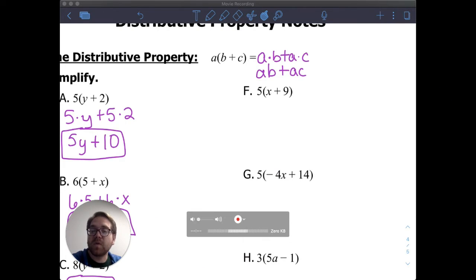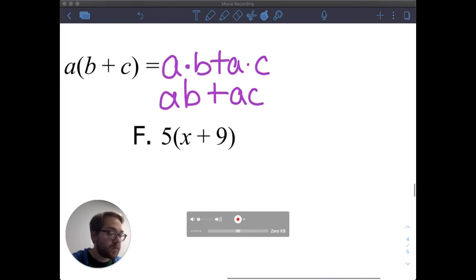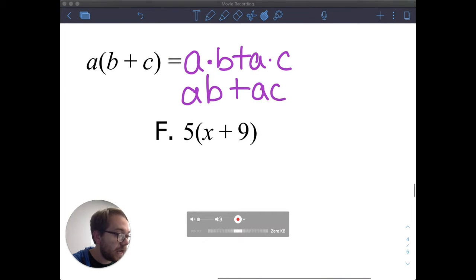All right, let's look at some more examples of the distributive property to make sure we're really comfortable with it and we know what we're doing here. So to review the distributive property, whatever's on the outside of the parentheses, you take that multiplied with everything that's on the inside of the parentheses. Okay. So the parentheses mean multiplication, and what's on the outside gets multiplied with everything on the inside.